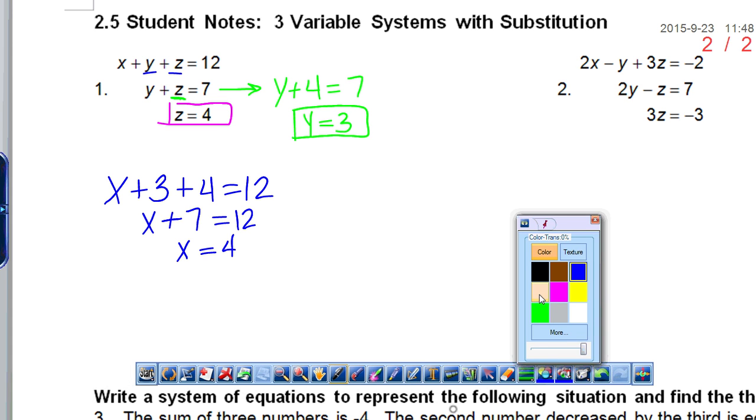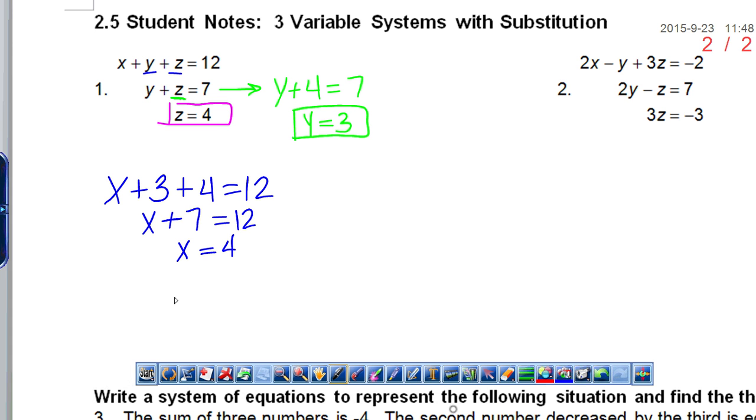The way we're going to write our final answer is as an ordered triple in the order of x, comma, y, comma, z.